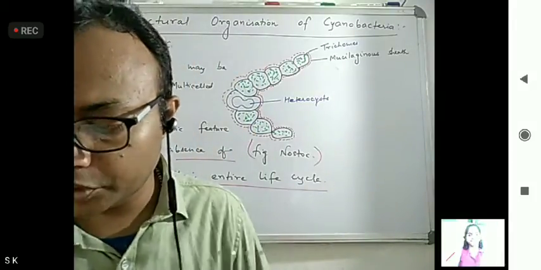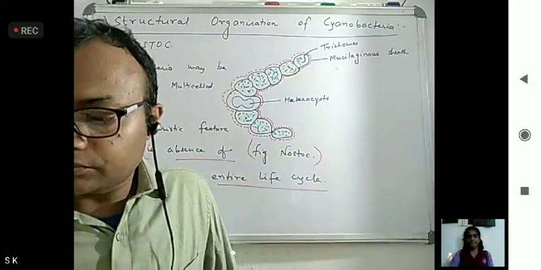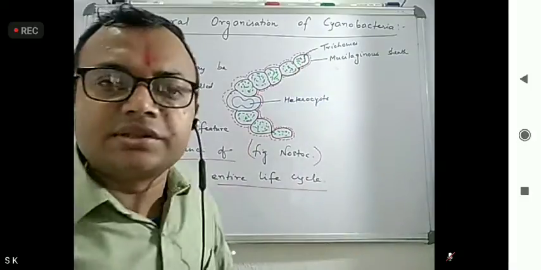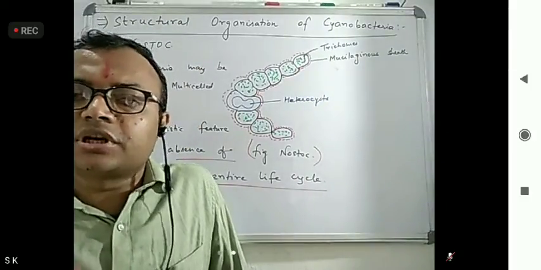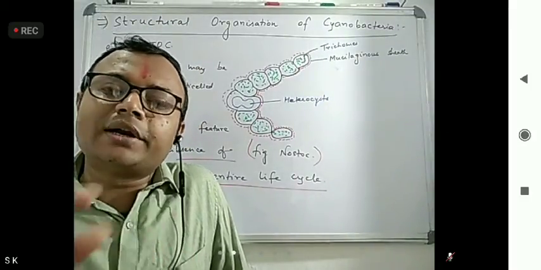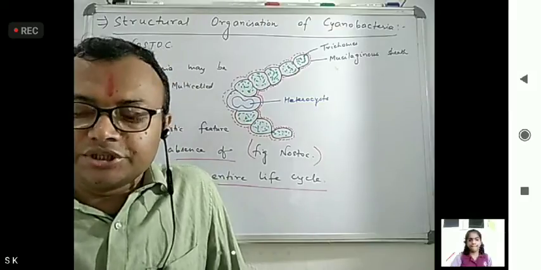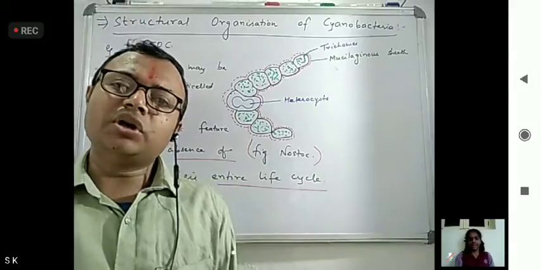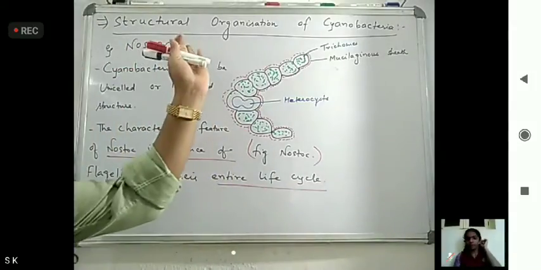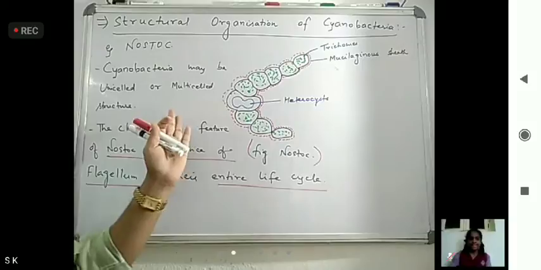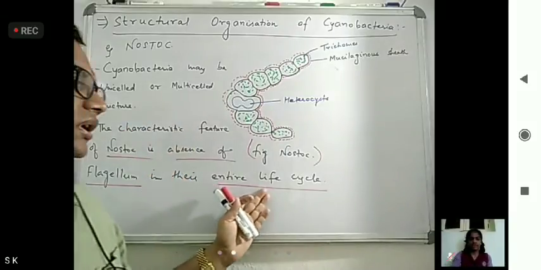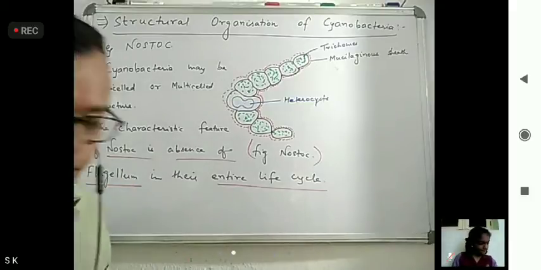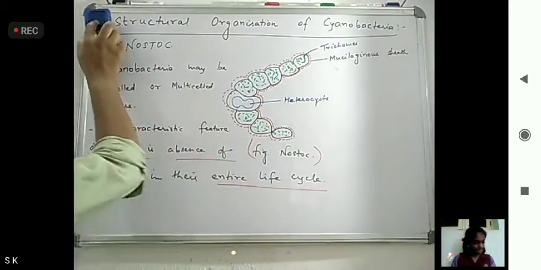Very, very important. Now, this circular string is the trichome, which is covered with one protective covering known as the mucilaginous sheath. Now if we come to the cell structure, this is the structural organization of cyanobacteria. There is an absence of flagellum in the entire life cycle. Now let's come to the cell structure of cyanobacteria.